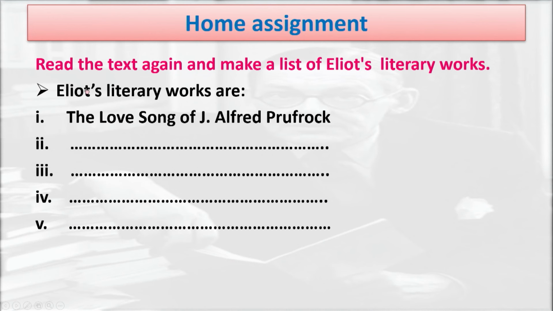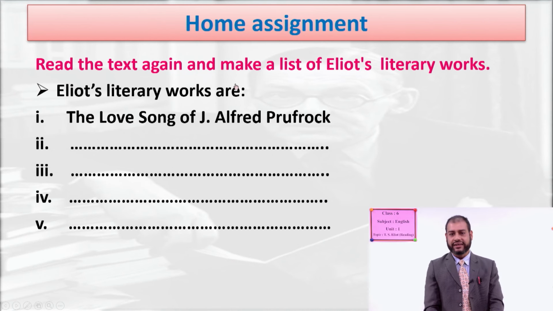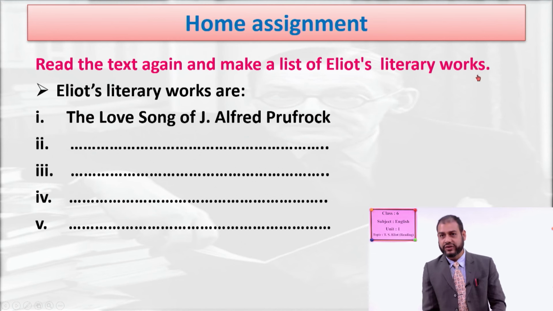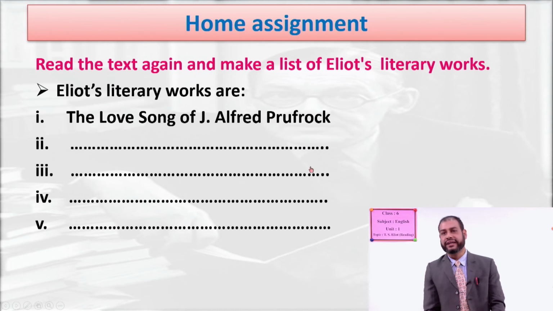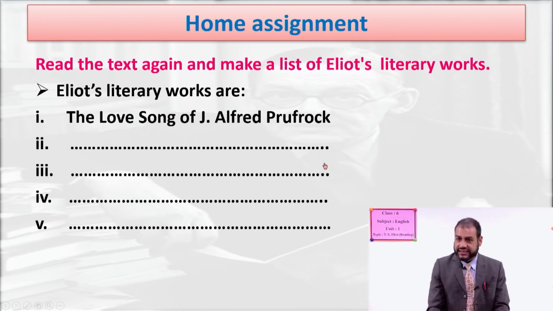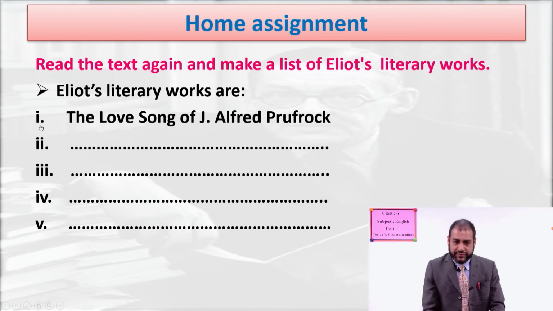Then, now, read the text again and make a list of Eliot's literary works. Now, this is your home assignment where you have to write down the names of poems, the names of plays given in your text. And I have given you one like this. And if you need some more numbers, you can add 6, 7, 8, like that.